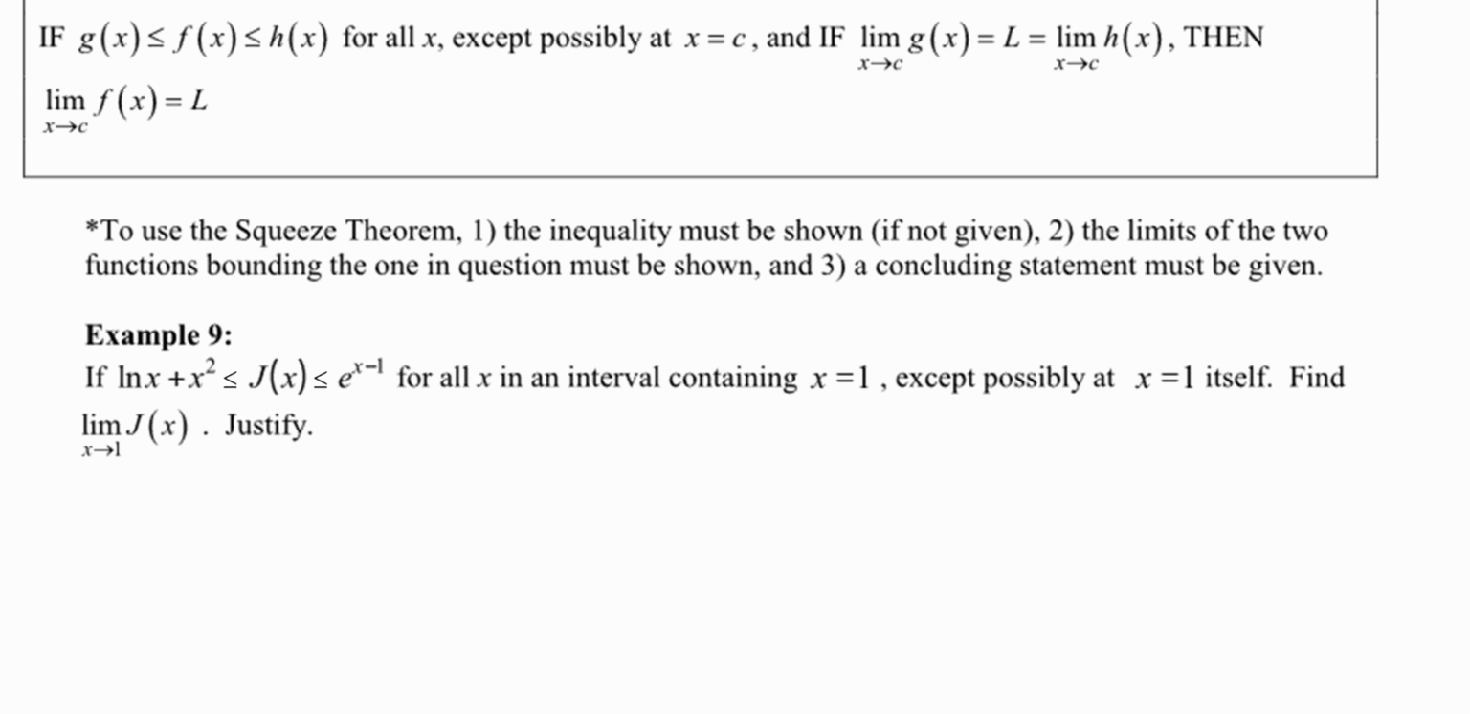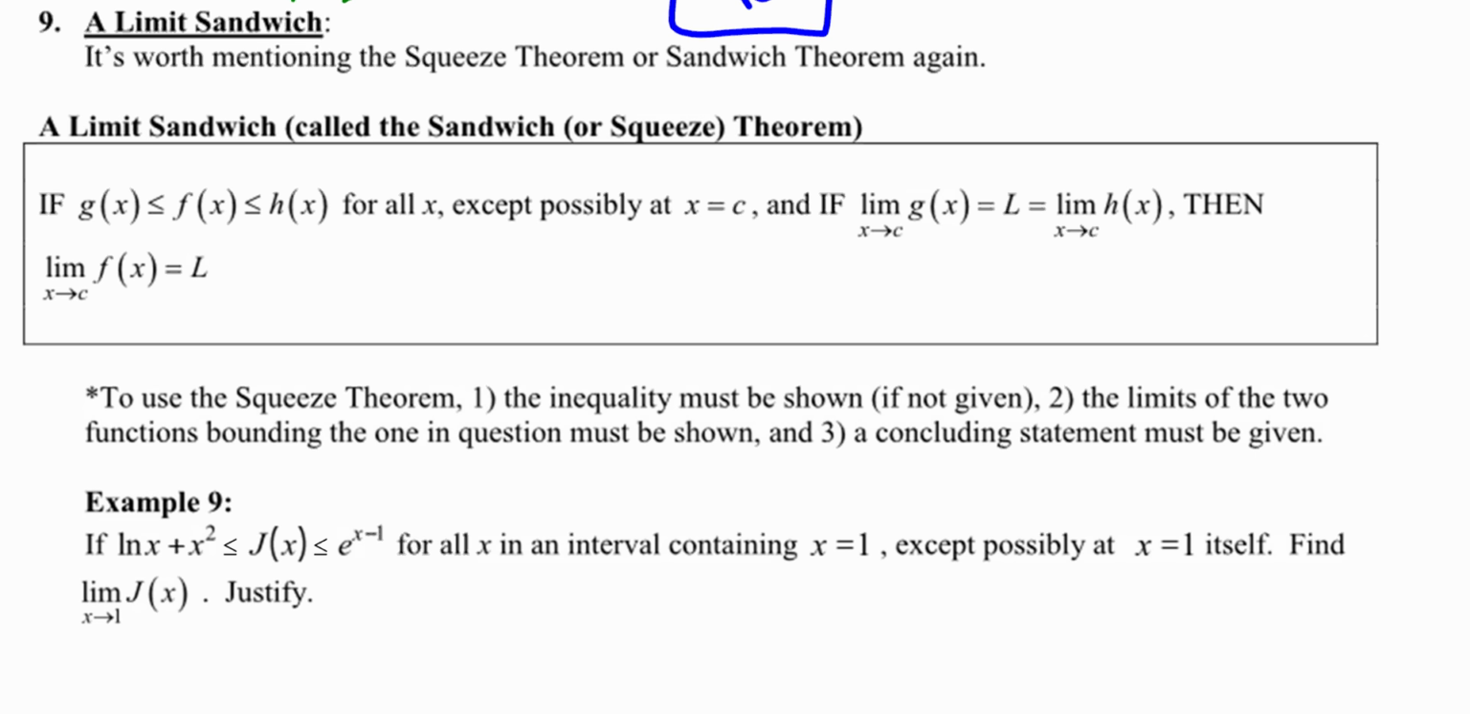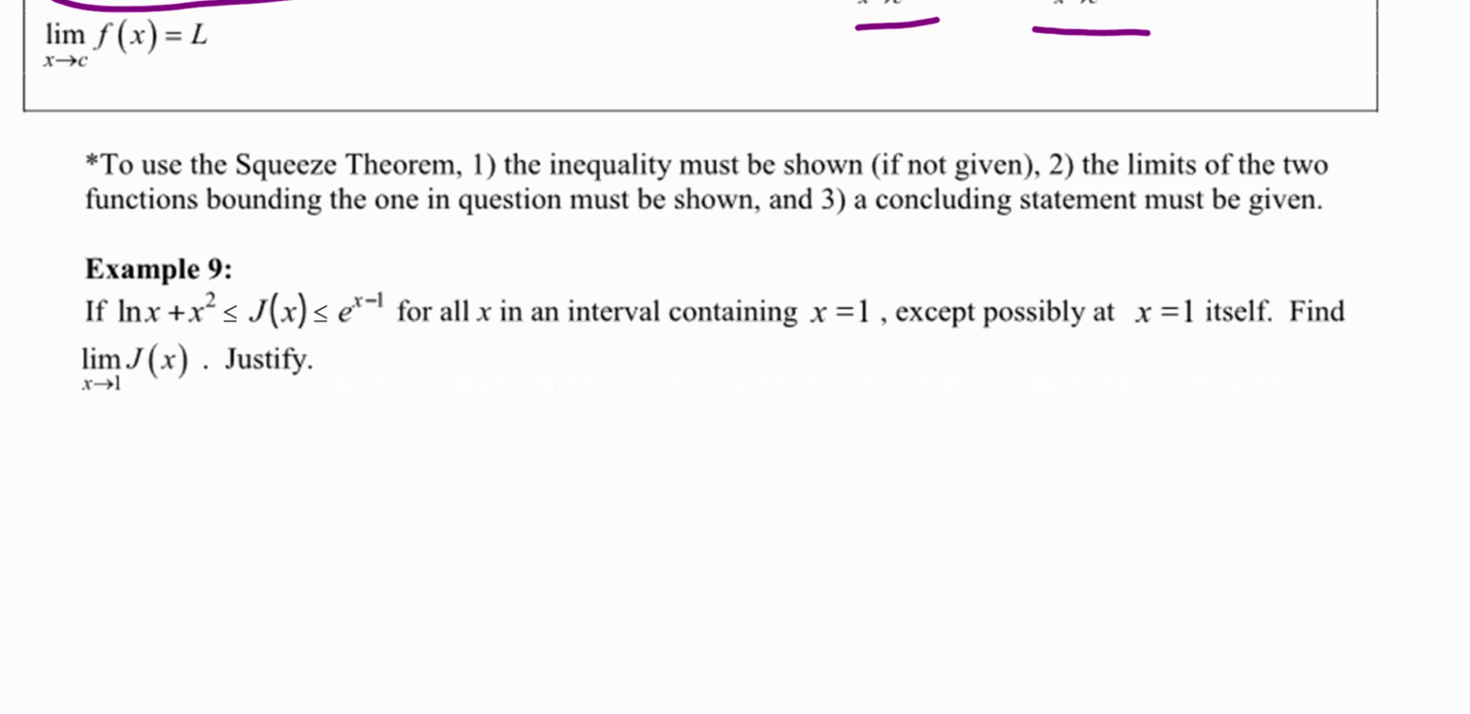Number 9, our last method that could be helpful would be a limit sandwich. This we're not going to use very often, but it does come in handy every once in a while. If you have that sandwich, that function that's stuck between two other functions, and the two pieces of bread, both approach the same finite value, then that inside function does that too.